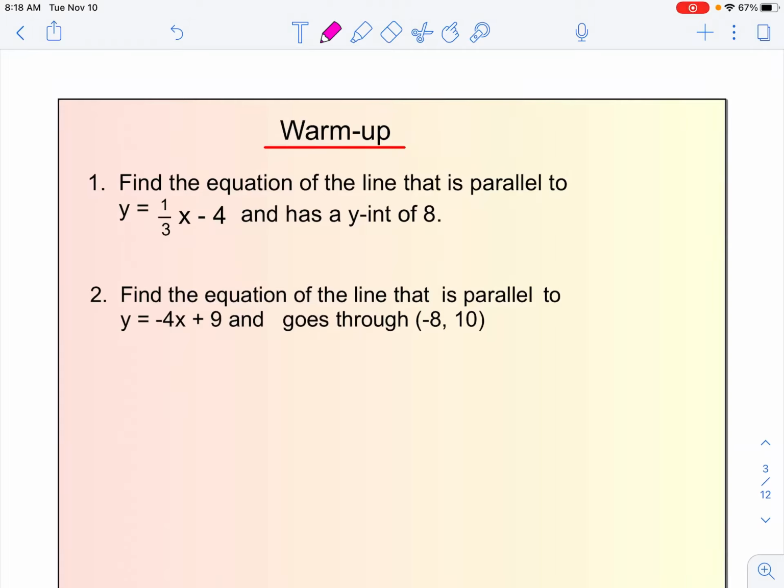Chapter 5, Day 10. Today we're going to look at perpendicular lines. So for a review, I'd like you to try these two questions to see if you are understanding parallel lines, and then restart the video to see if you got your answers correct and for explanations.